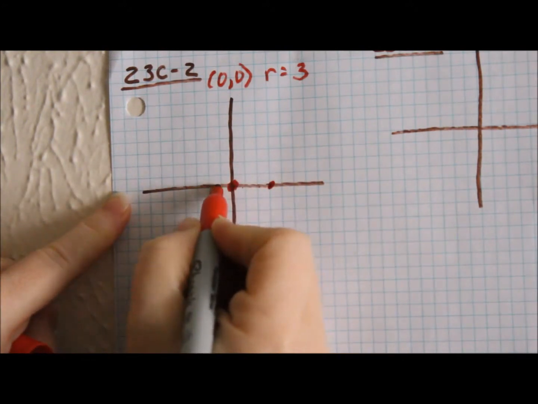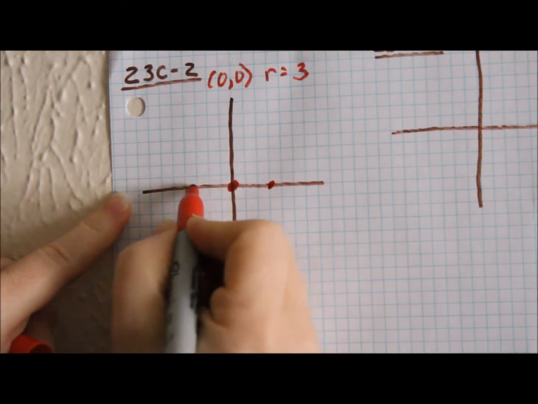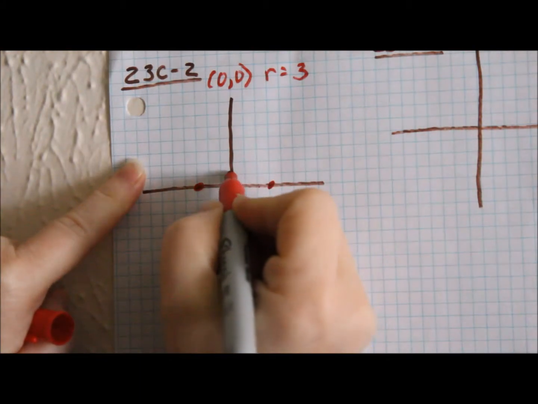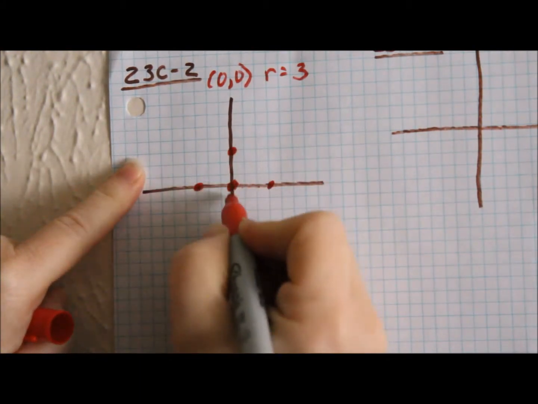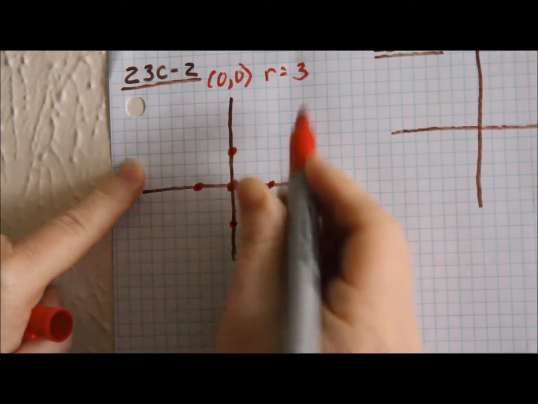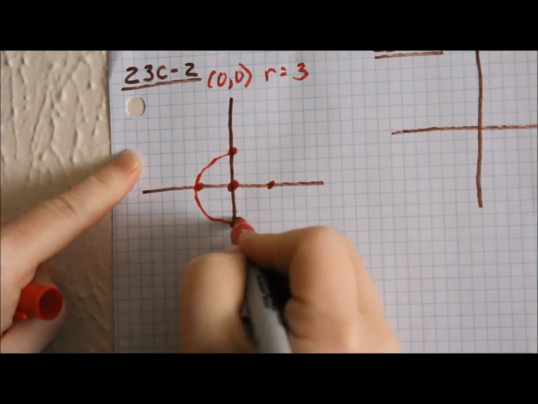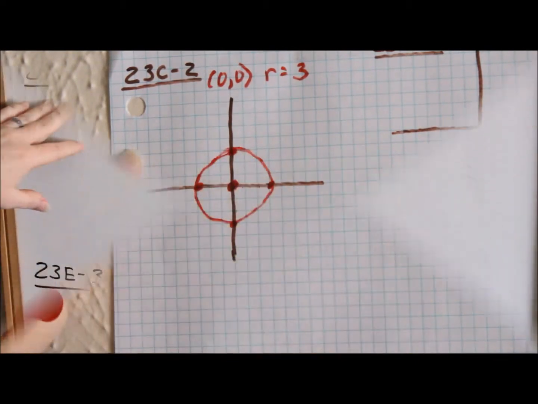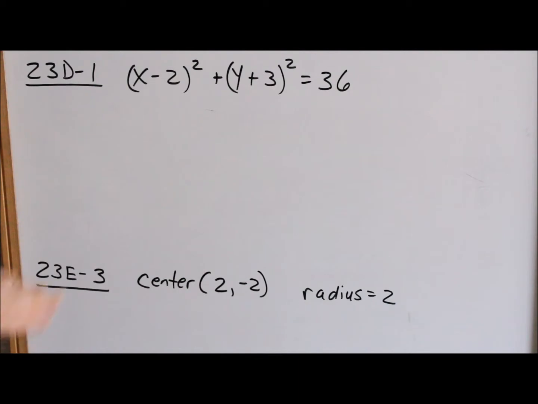Count out to the left, 1, 2, 3. Count up, 1, 2, 3. Count straight down, 1, 2, 3. And then do the best you can on drawing your circle. Okay, let's look at 23D1.